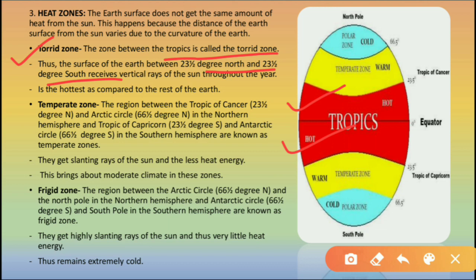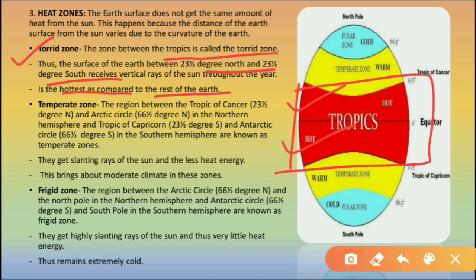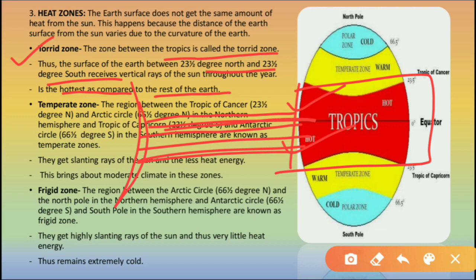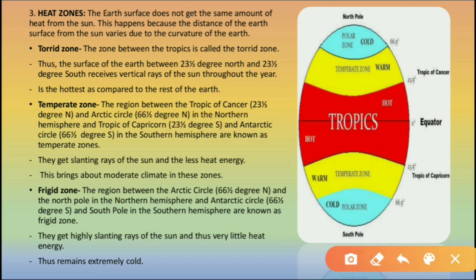See the next line. It is the hottest as compared to the rest of the earth. This zone is the hottest zone, the red colored one. So the red colored zone is considered the torrid zone, and it is considered the hottest zone. Why is it considered the hottest zone, students? I told you earlier also that the sun rays fall directly at the center and they receive a lot of heat energy. That is why it remains extremely hot.